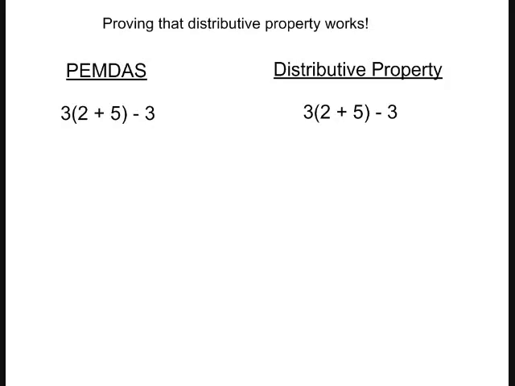And so we're going to start off with parentheses. So the first thing we do is combine what's inside the parentheses. So 2 plus 5 is 7. So we have 3 parentheses 7 minus 3. Then we're going to take this and do multiplication next. So multiplication would mean we do 3 times 7. Well, 3 times 7 is 21 minus 3. And then we can do our subtraction. 21 minus 3 is 18.